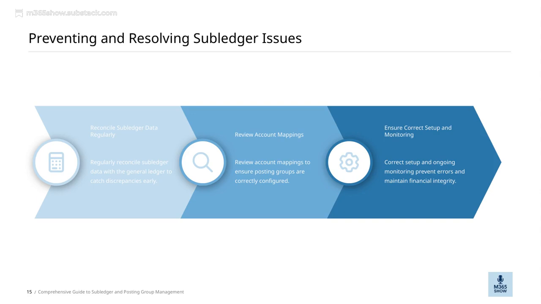Next, it's crucial to reconcile your subledger data with the general ledger on a consistent basis. This isn't just a one-time activity. Regular reconciliation helps us catch and correct discrepancies early, before they turn into bigger issues. This continuous oversight keeps our financial reports accurate and reliable, which is ultimately what we all aim for.